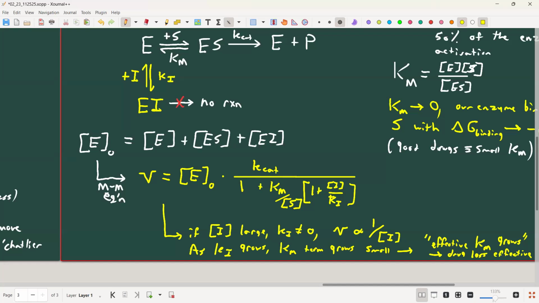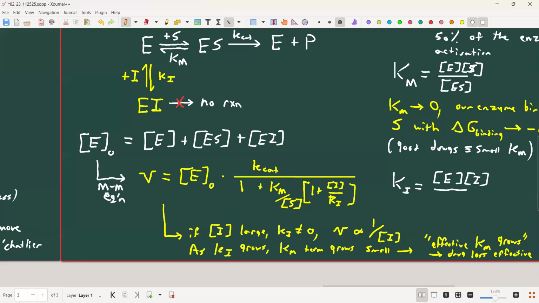Do I have Ki here? No, Ki, sorry, let's write Ki. That's the inhibitor equilibrium constant. That's going to be equal to E I over EI. Right. And so if the enzyme likes to bind to the inhibitor, Ki is going to be small. Ki is small. This number is large. That means this denominator is large, and therefore the rate is slow.